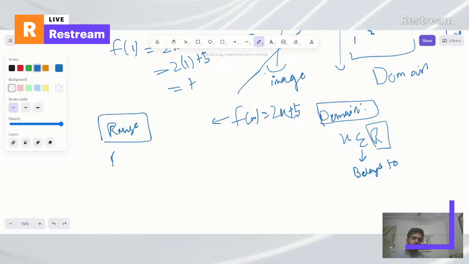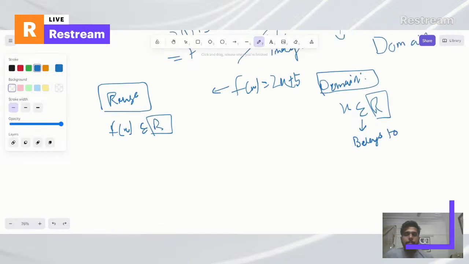So range, which is written in form of f(x), we can say that the range belongs to the real numbers as well, right? When we write real number, it basically means it could be the largest positive number that you can imagine, or the largest negative number that you can imagine, right? So I hope this is clear.